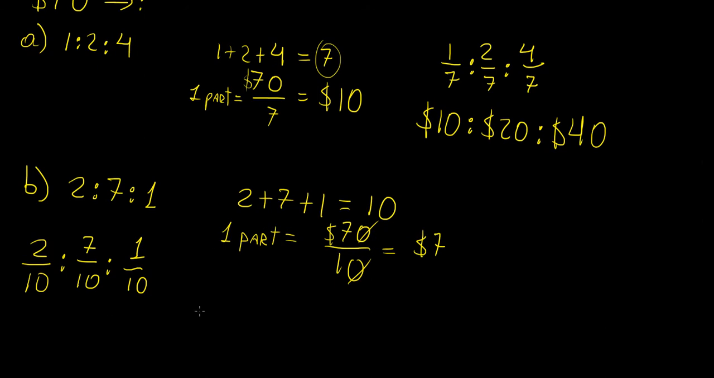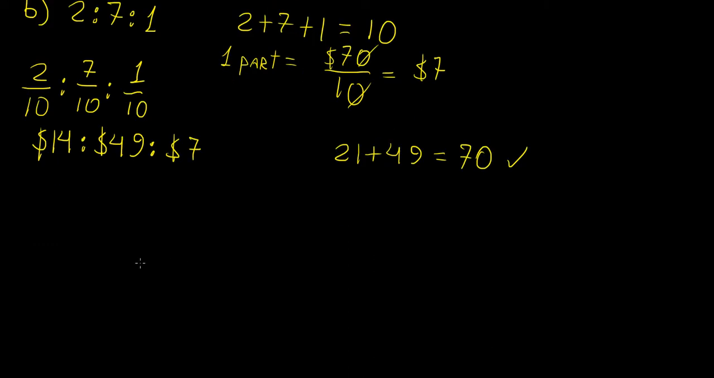The first person over here is going to get 2 parts out of that whole piece. So that's going to be 2 times 7, which is $14. Then the next person is going to get 7 parts out of 10. So that's going to be 7 times 7, which is $49. Remember, we're multiplying this by the value of each part. And then for this one, they're only going to get 1 part out of 10, so that's just going to be $7. If we add this all together, we should get back to $70. So let's see. 14 plus 7 is 21, plus 49. And that's indeed $70.